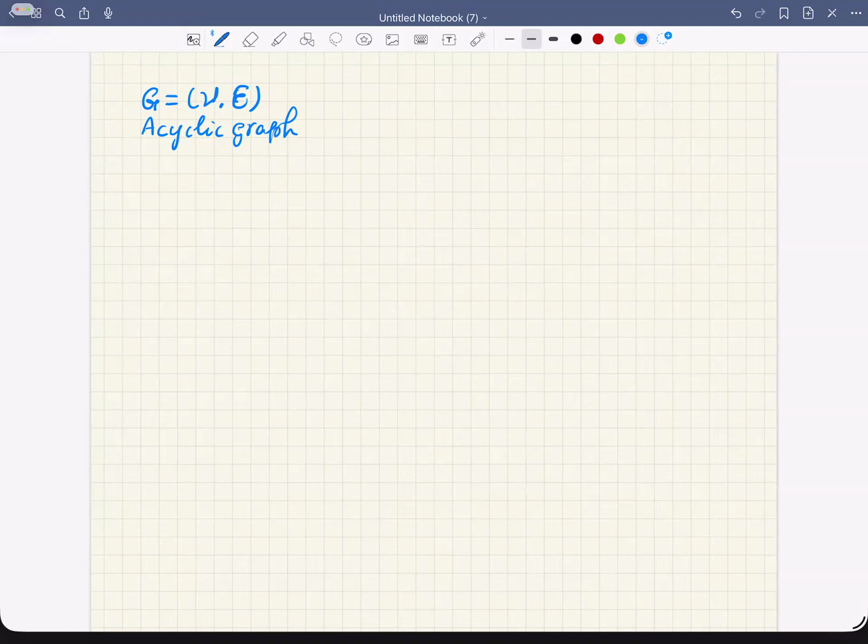Last time we defined acyclicity in the following way. If I could find a tree for your graph, then your graph is acyclic. But this tree has a lot of stringent requirements. So G is acyclic if there exists a tree T, and this T will have to satisfy two requirements.